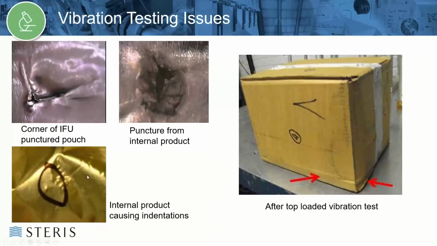So here are some photos of some of the types of damage that you can see. Again, this is an actual other corner of an IFU that punctured the package, the pouch, over time through vibration. And you can see the product causing indentations in the pouch here. In the box itself, you can see some damage to the box from this vibration as well.